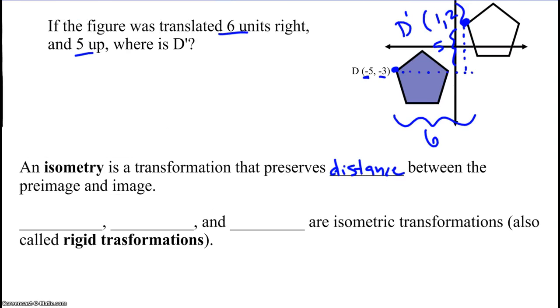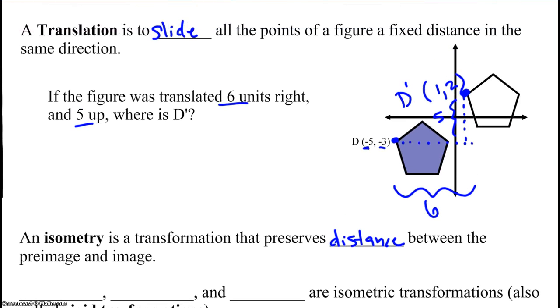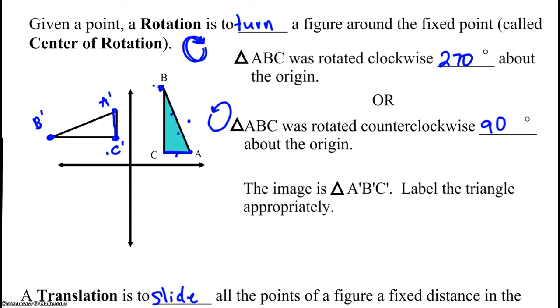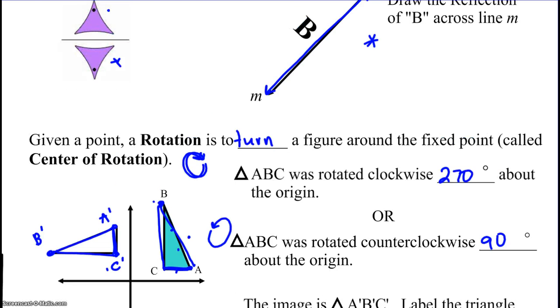So everything that we've talked about today thus far has been an isometry. When I did this translation, when I took this pentagon and slid it over, all these sides, those distances from the pre-image, are the exact same distances as they are on the image. When we did this rotation, we said that the distance from A to C is the exact same as A prime to C prime, and the same thing with all these other distances. Those distances all got preserved. So thus, rotation is also a type of isometry.